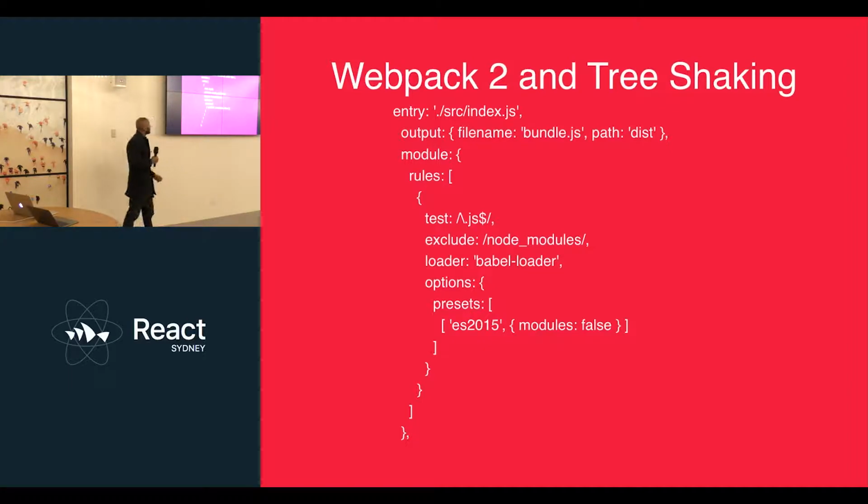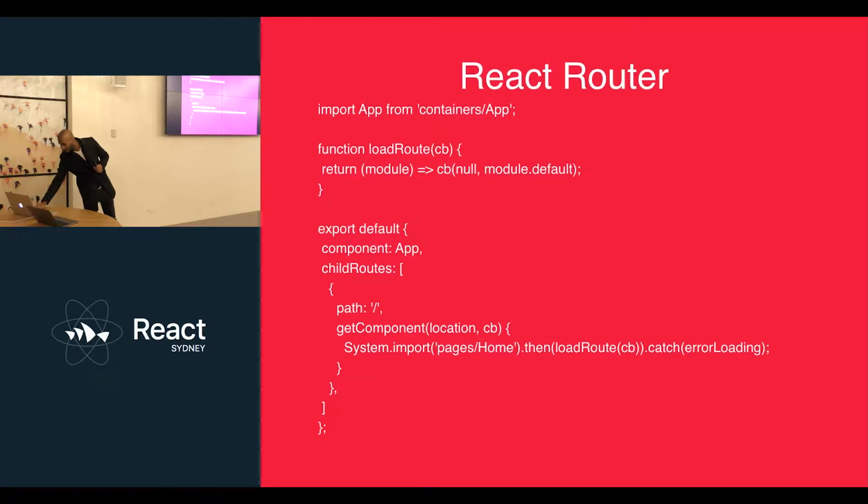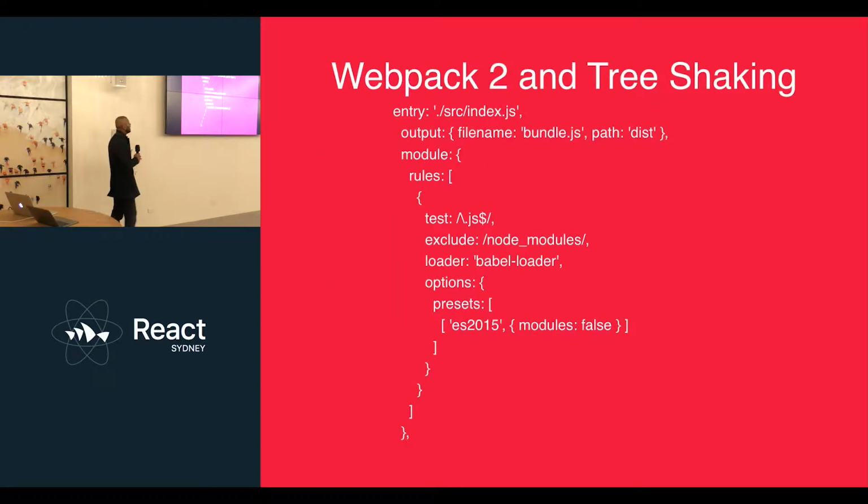Now, what ends up happening is, with Webpack 2, it comes out of the box where we can go ahead and add tree shaking. And we use our Babel loader, and we use something called the ES 2015 preset or plugin. Now, also this is Webpack 2.